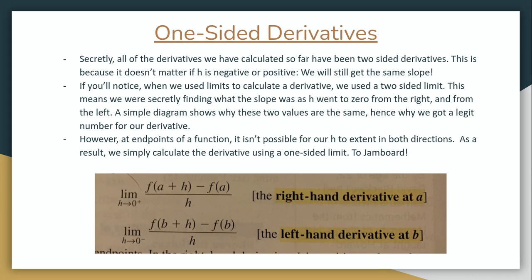If you'll notice, when we use limits to calculate a derivative, we use a two-sided limit. This means we're secretly finding the slope as h went from 0 to the right and from the left. This is what I said earlier. A simple diagram shows why these two are the same, hence we get a legit number for the derivative. That's what I explained just then in the Jamboard.